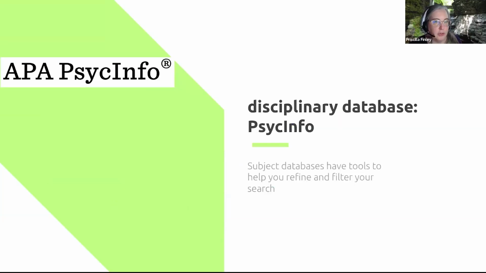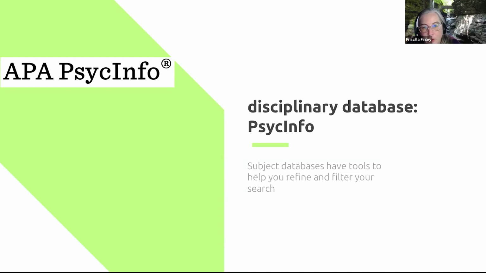So PsycInfo is a good example of a comprehensive disciplinary database. It's administered by the American Psychological Association, which is a key professional organization for psychologists. It collects citations for new articles in recognized peer-reviewed psychology journals, for new books, and for professional literature. It has a global scope, so you'll find citations and abstracts for research done all over the world. And even if the research is not in English, the title and abstract will be translated for you.